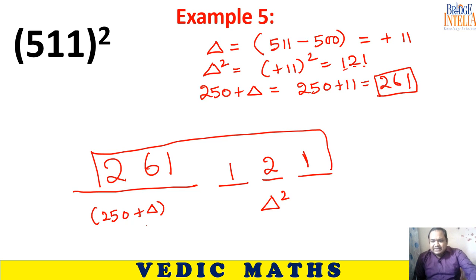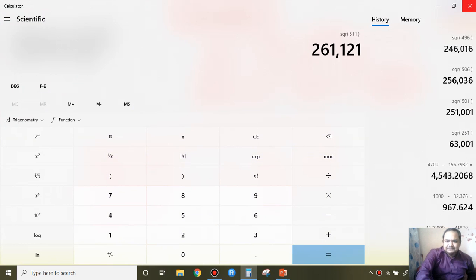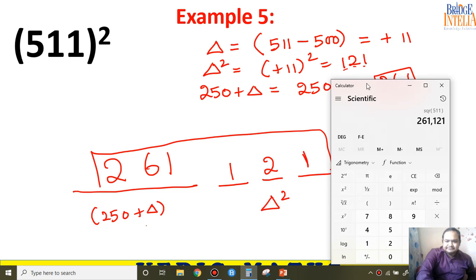You can see, since I have to explain, it is taking me 30 to 40 seconds. But if you have to solve it, you can solve this within 5 to 10 seconds. Let's verify. So 511 whole square comes out to be 261121.